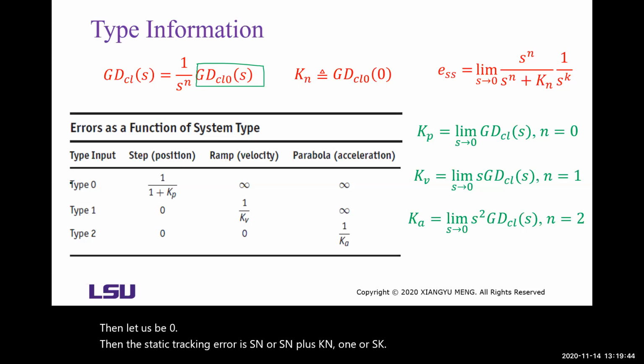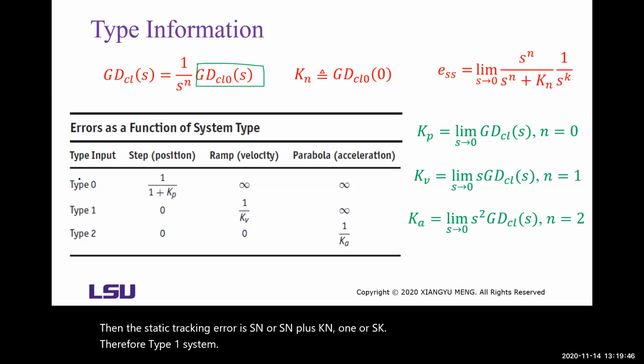Then for type 0 system, it can track step signal with steady state tracking error 1 over K_p. It cannot track ramp signal and parabola. K_p is also called the position constant. It will be G D, let s be 0.